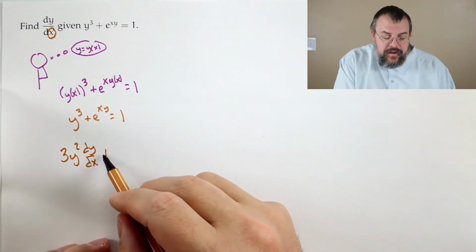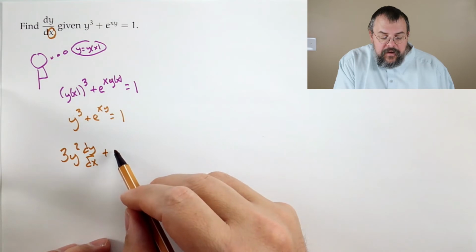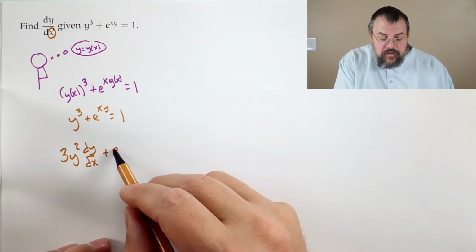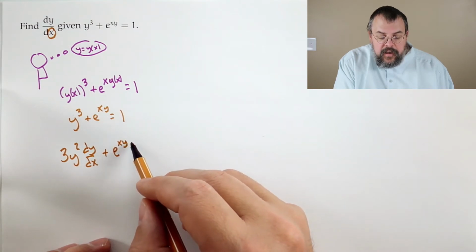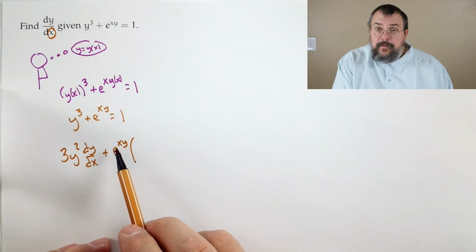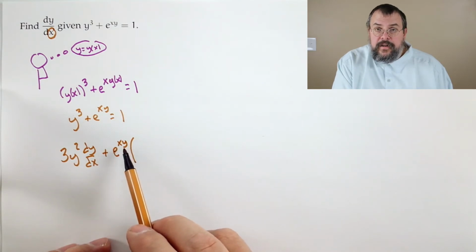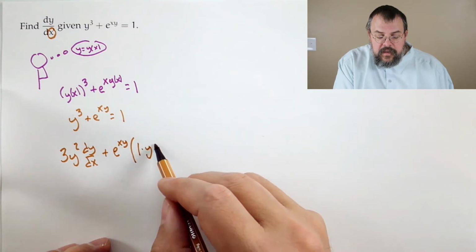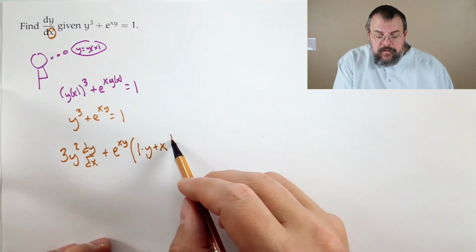Plus, and then here you'll have, again, a chain rule. e to something. The derivative of e to something is e to that something times the derivative of something. And here we have x times y. That means multiplication, which means product rule. The derivative of the first times the second plus the first times the derivative of the second.